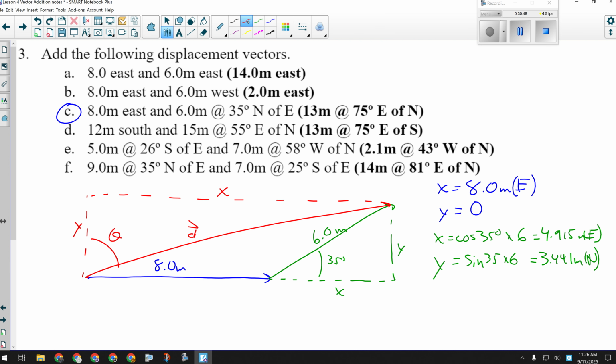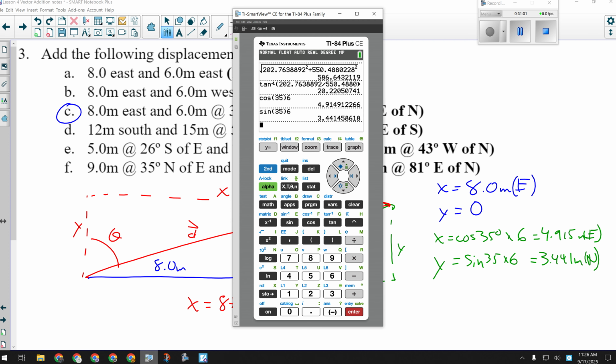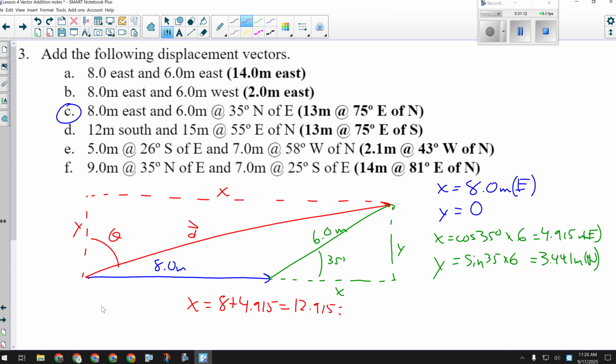Now that we have those, we can work on the red vector. For red x, that's going to be 8 plus the 4.915, so that'll give us 12.915. I'll put that in the calculator just so that we have it. For our y, we don't have to do anything because this y and that y are equal. So y will be 3.441. This is meters east, and this will be meters north.